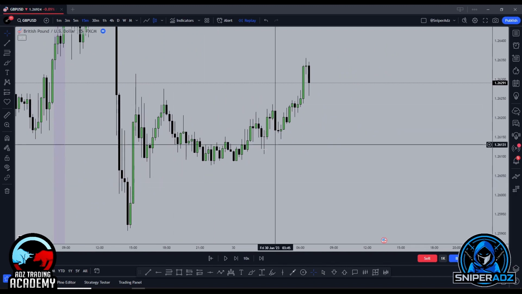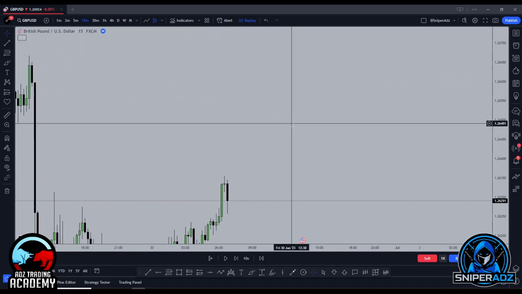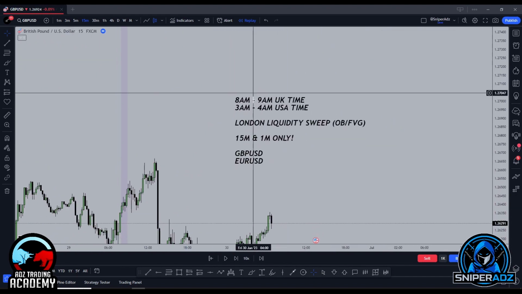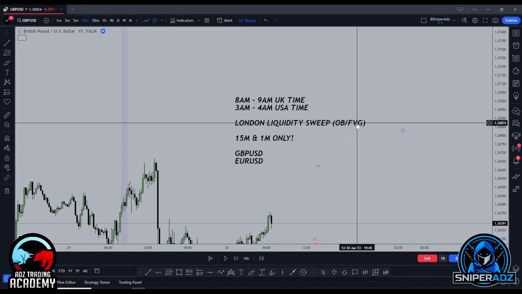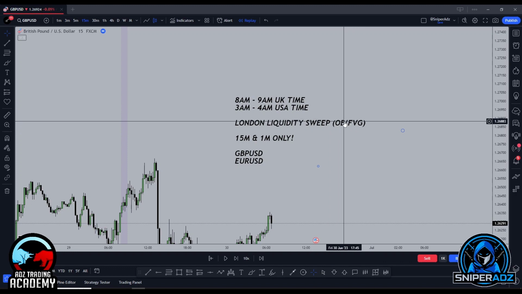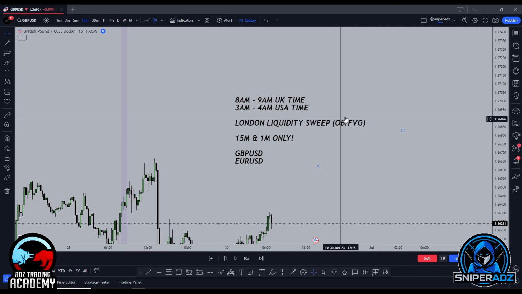Now, before I jump on the charts, I'm going to draw it out for you so you can really understand the simplicity of this, okay? And when it comes to the set of rules, very simply, we have these rules here. This is classed as the London liquidity sweep, where we're going to be using order blocks and fair value gaps to take our trades. For those of you who don't know these terms, don't worry, I will make a separate video for these. Just make sure you leave a comment down below if that's what you want a video on, okay?